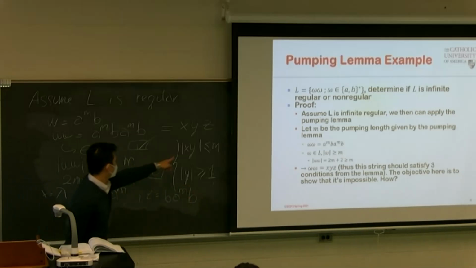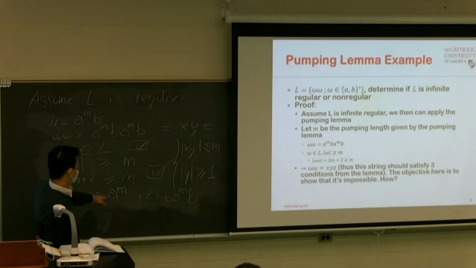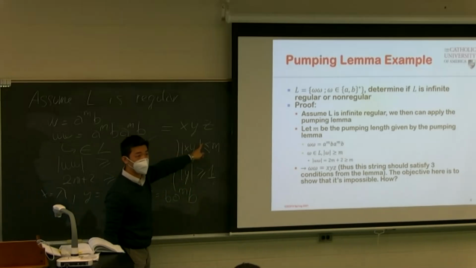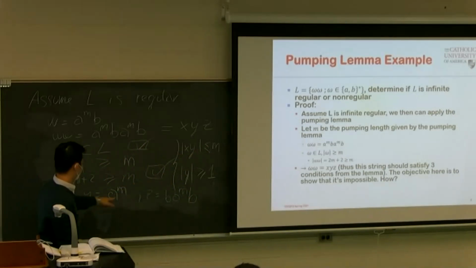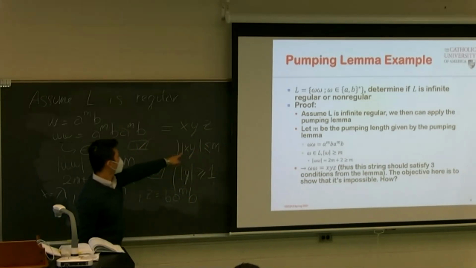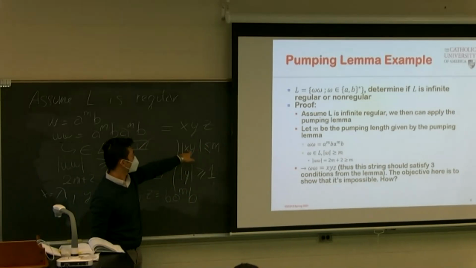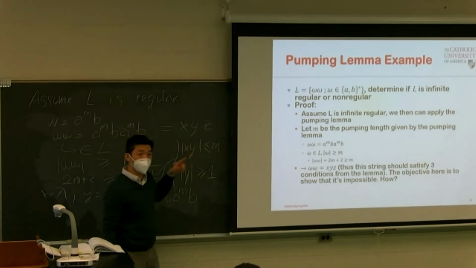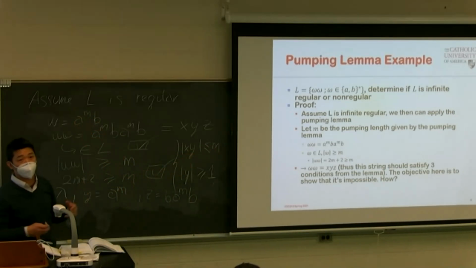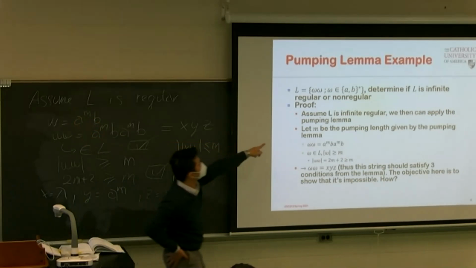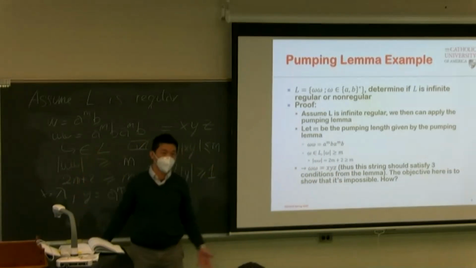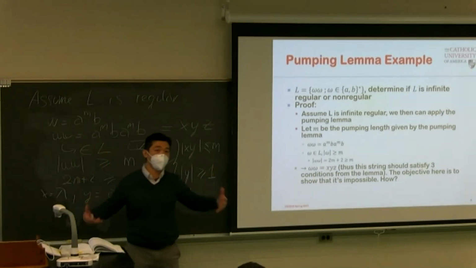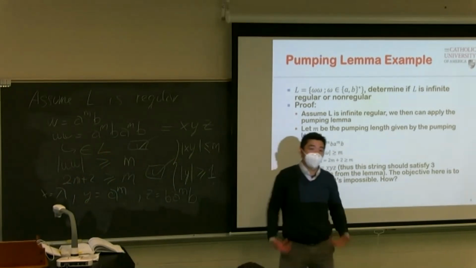Now go back here. X concatenated with y has to be less than or equal to m. Does it meet this condition if we pick x, y, z like this? What is m again? M is just any number. It could be 1, 10, 100, a million, it doesn't matter. It's just a number.